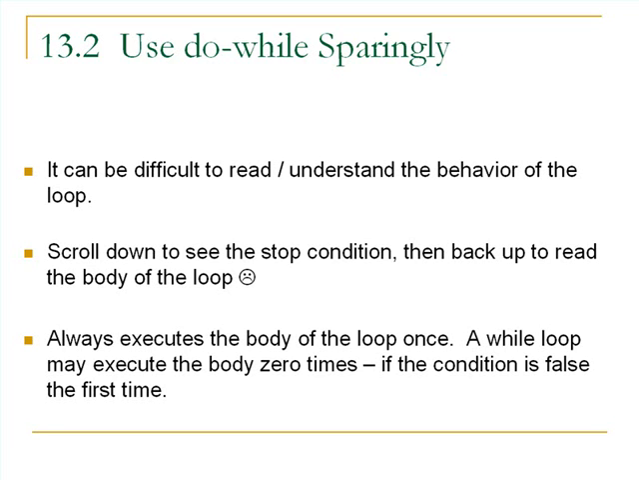The DoWhile loop always executes the body of the loop once. Usually more times, but always once. A while loop may execute the body of the loop 0 times. That means if the condition is false the very first time, we won't go into the body of the loop at all.